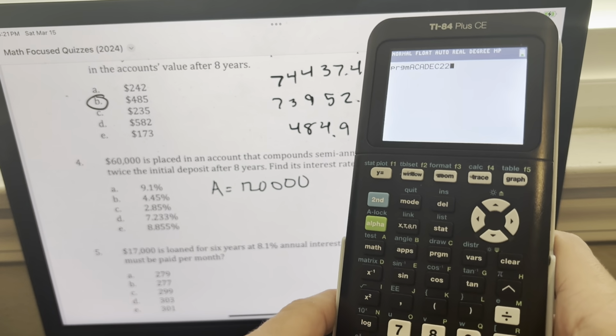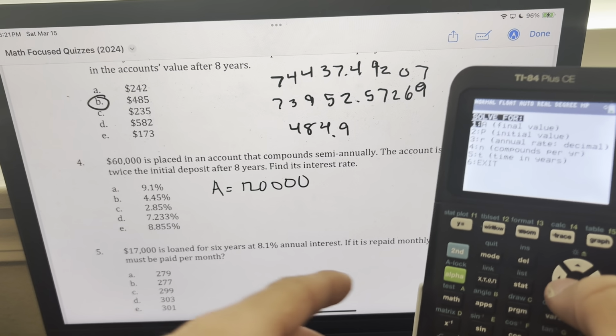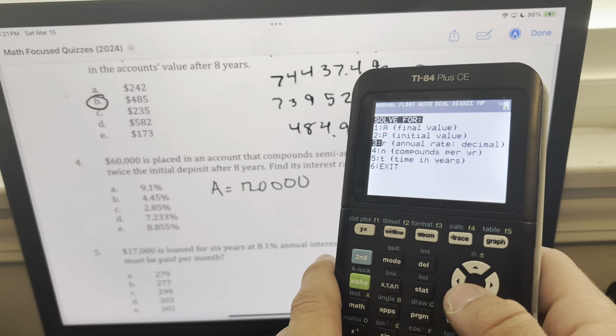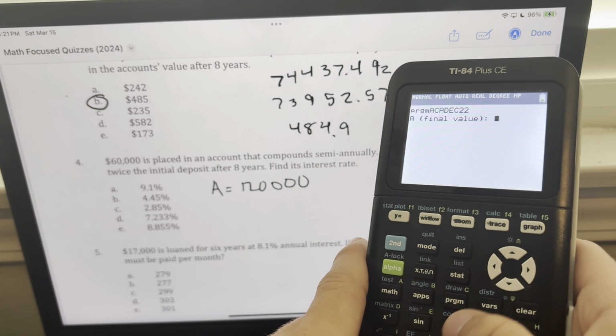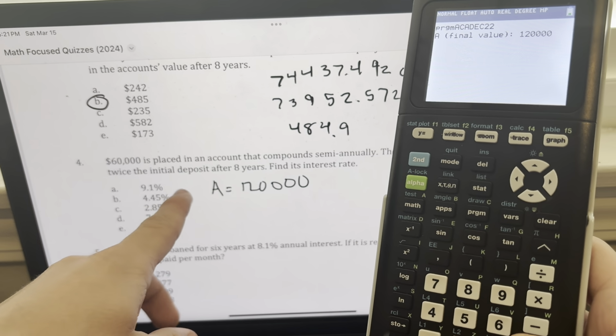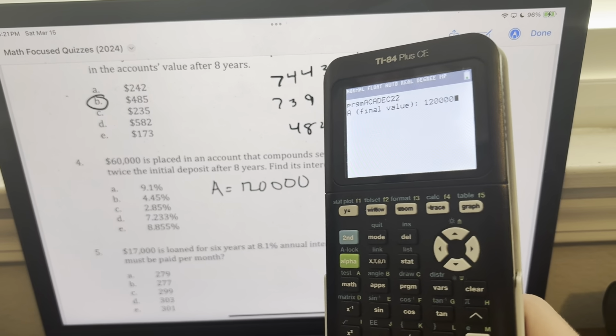So we're going to go to program, AcaDec 22. We're going to go back to interest and compound interest. But this time, we're actually solving for the interest rate. So annual rate, decimal, you go down to there, click that. You know your final value, 120,000, because it's double the initial. It tells you right there. It's worth twice the amount after 8 years.